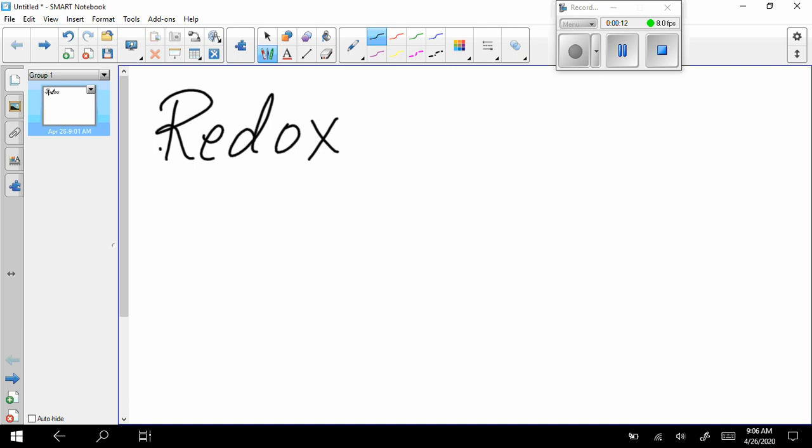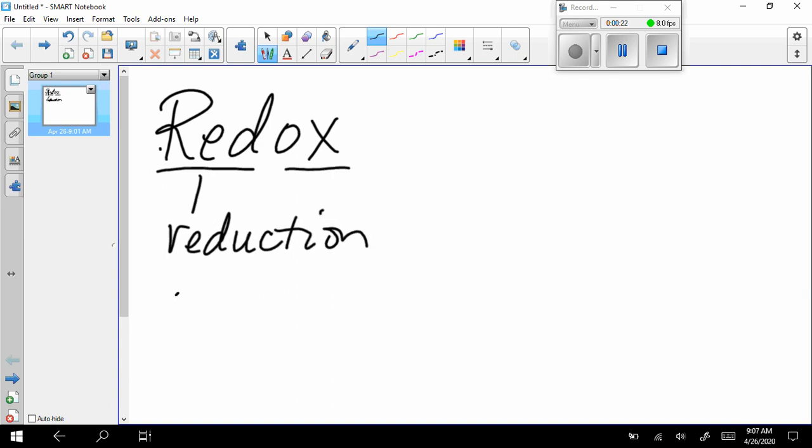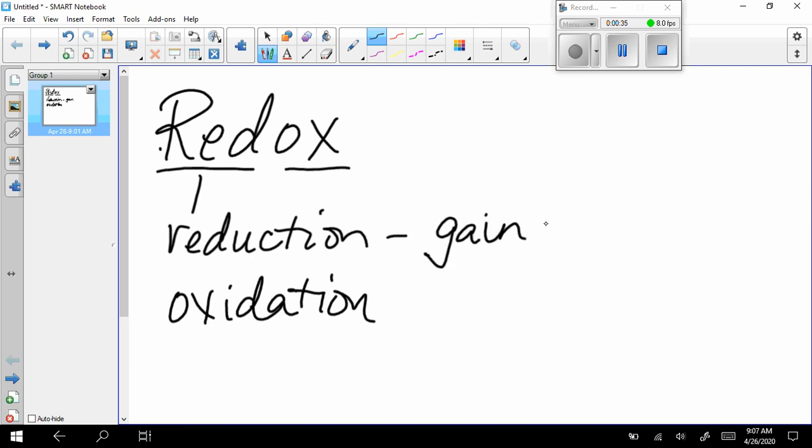The unit is called Redox Chemistry. Redox chemistry stands for a type of reaction: RED is a reduction reaction, and OX is oxidation. If you have a redox reaction, you have both reduction and oxidation. Reduction is when something gains electrons, and oxidation is when something loses electrons. The number of electrons lost is equal to the electrons gained. Basically, they're passing them.